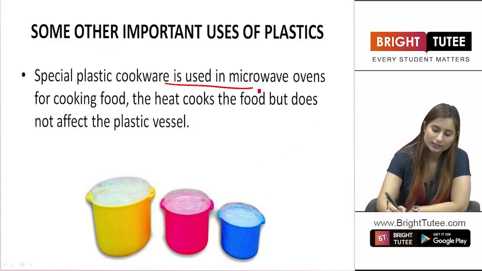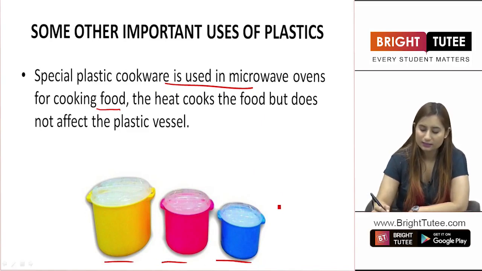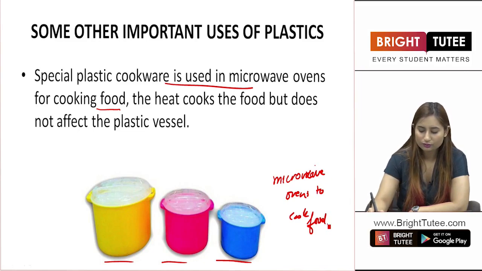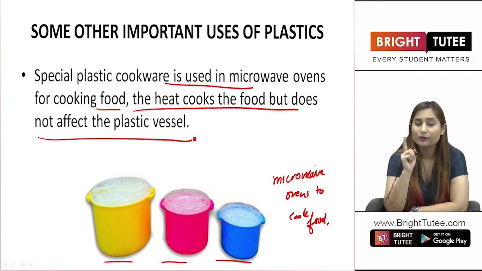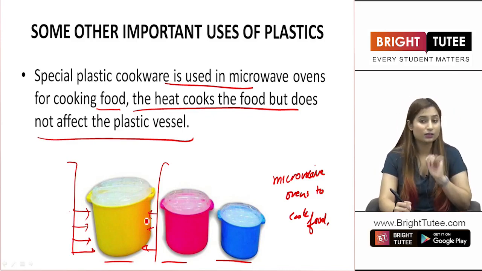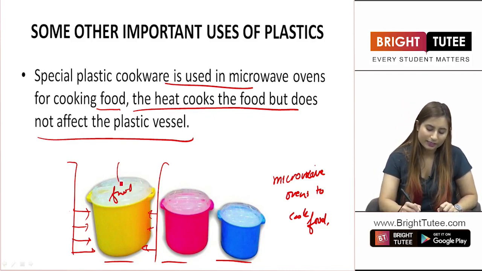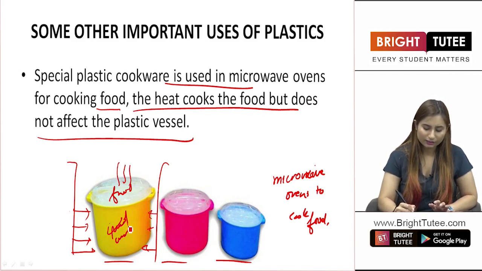Special plastic cookware is used in microwave ovens for cooking food. You can look at these containers. These are used in microwave ovens to cook food, right? The heat cooks the food but does not affect the plastic vessel. What does this tell you? That you have put this in a microwave oven. There are radiations which are supplying heat to the food, but the plastic container is not conducting any heat. It does not turn hot, while the food inside it gets hot. This is because these are poor conductors of heat, right students?